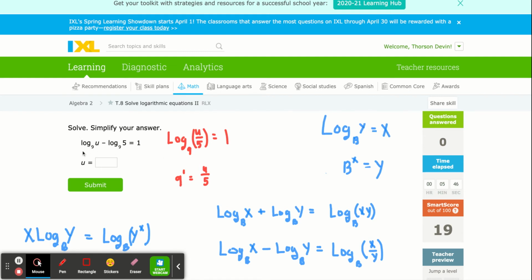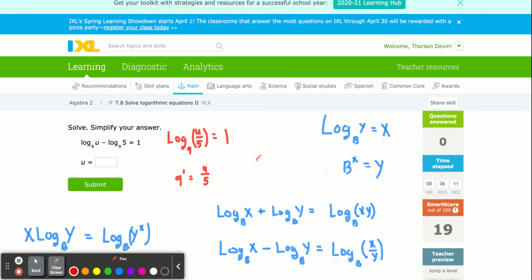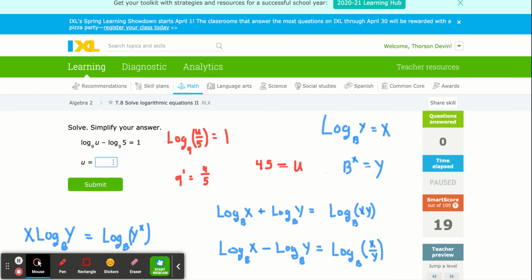So for this particular problem here, that difference means I'm going to take this first u and divide by 5 and write it as a single logarithm base 9, because they're both base 9, equals 1. Now I convert this to exponential form. I take the base of 9, raise it to the 1 exponent, equals u over 5. Now multiply both sides by 5, and we get 45 equals u, because I multiplied both sides by 5 to get rid of the denominator. And that is our final answer, 45.